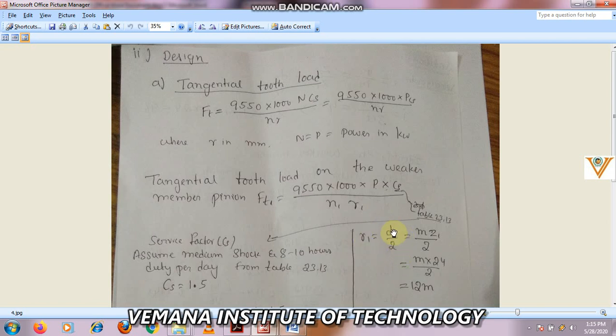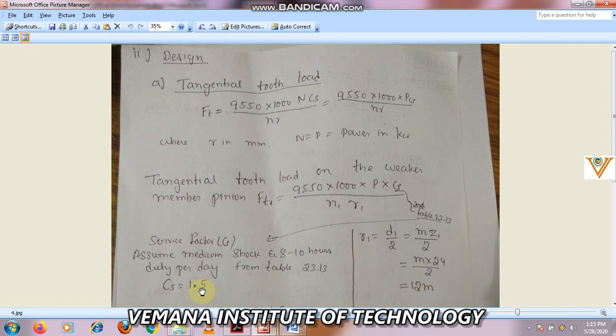But to find D, we have one more relation: module into teeth. Z1 is given, 24. So R1 becomes 12 times module. This is not meter or millimeter, this is 12 times module. So we will get all the values in terms of module.